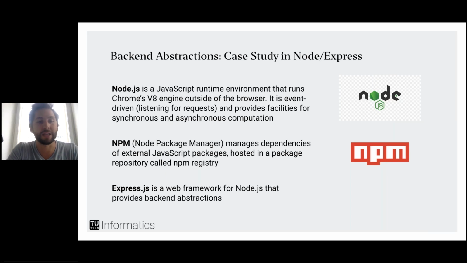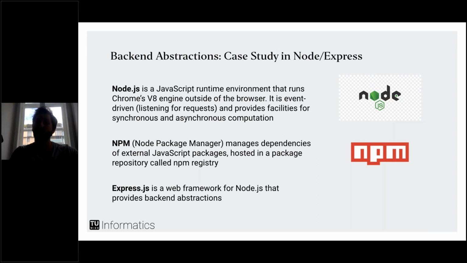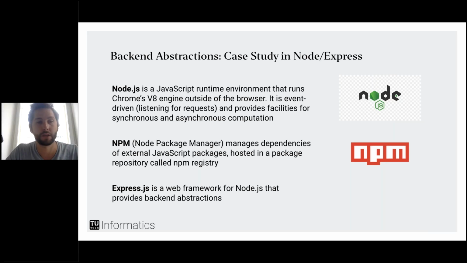Within Node, we have this thing called npm that you may have heard before. It manages dependencies, similar to Maven, for instance, in Java. And then Express.js is a framework that is built for Node.js. So it has the utilities and implements the abstractions that we're going to talk about.